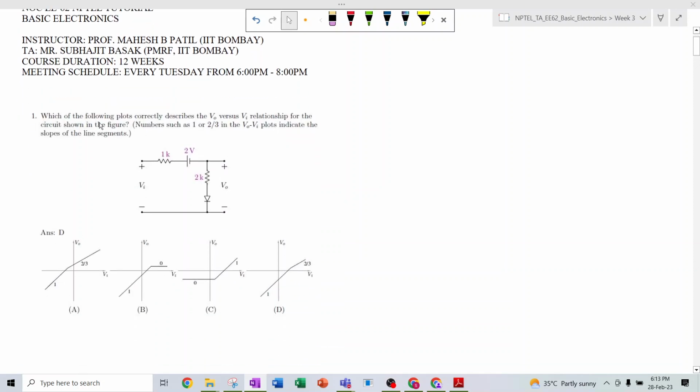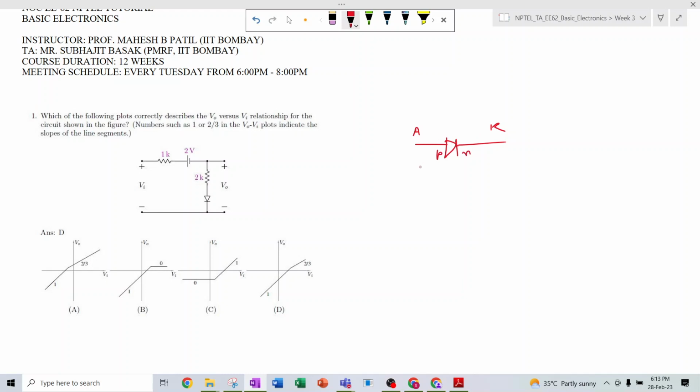So in question one, it is asking which of the following plots correctly describes the VO versus VI relationship for the circuit shown in the figure. So this is basically a diode problem. We usually solve this like this: this is a diode, this is the anode terminal and this is the cathode terminal. So this is the P and this is the N.